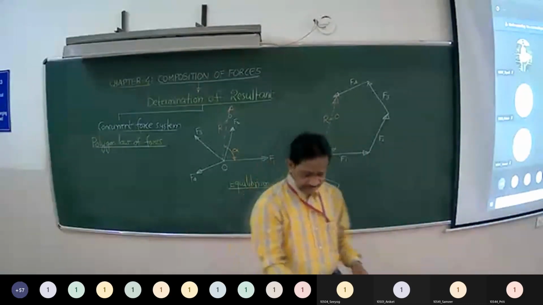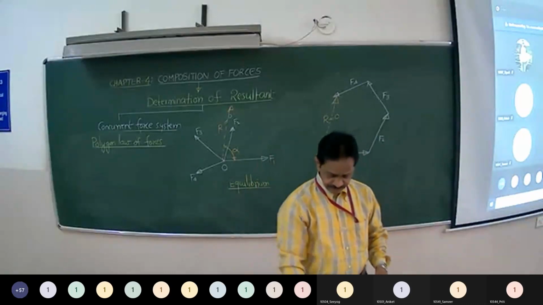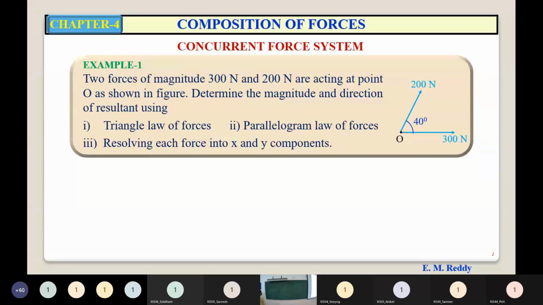Any doubts? Please note down the example statement. Two forces of magnitude 300 Newton and 200 Newton are acting at point O as shown. Determine the magnitude and direction of the resultant using triangle law of forces, parallelogram law of forces, and by resolving each force into x and y components.